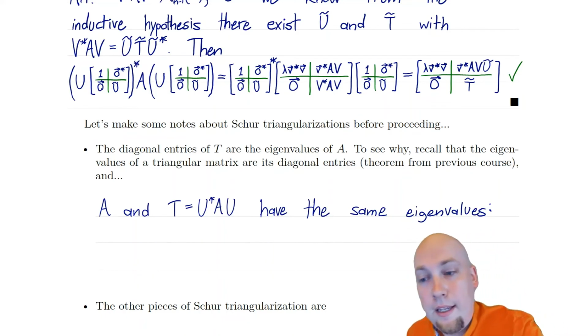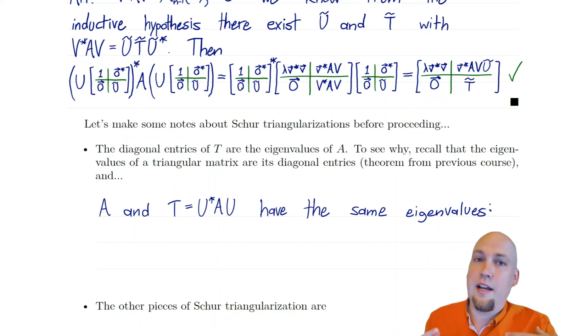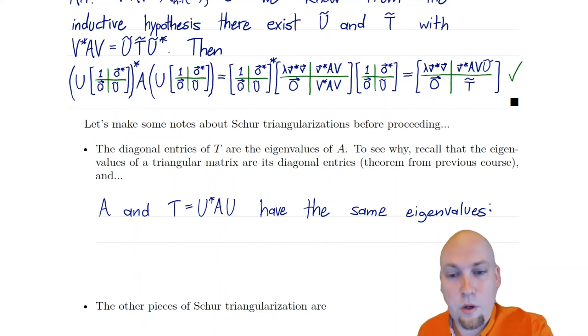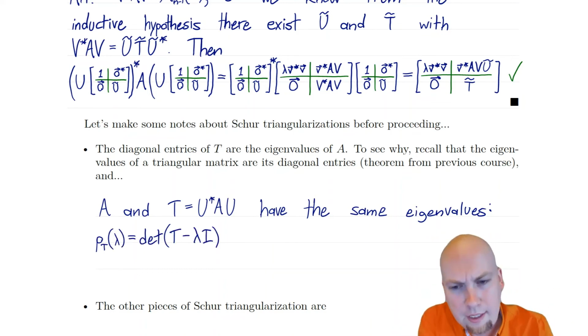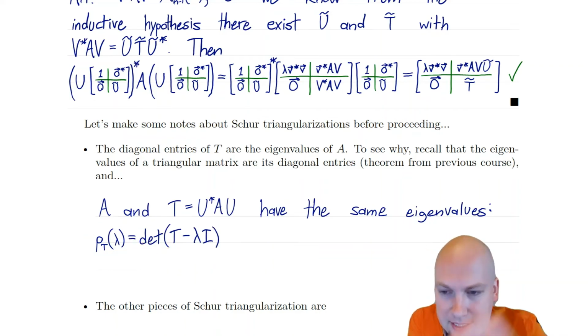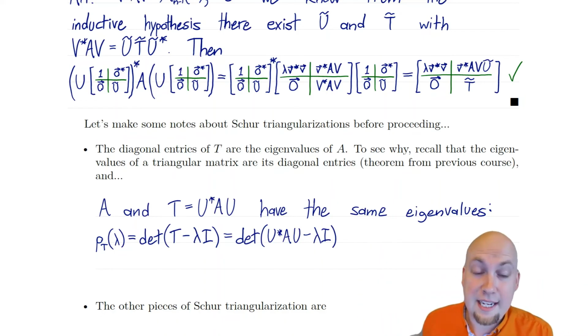And if you trace it through, you're going to find that whenever you change a matrix by a unitary similarity transformation, or even just any similarity transformation, eigenvalues don't change. So A and any matrix T in a Schur triangularization of A must have the same eigenvalues. The reason is, just look at the characteristic polynomial. The characteristic polynomial of T is the determinant of T minus lambda I, and I'm going to rewrite that in a few different ways. I'm going to find that it's actually the exact same as the characteristic polynomial of A.